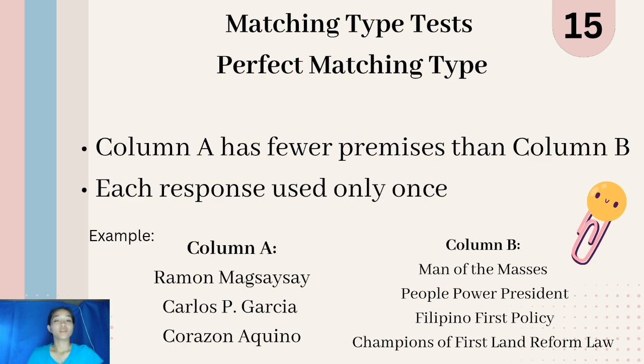For example, in column A, there are popular descriptions of Philippine presidents during their term of office. Match them to the correct names in column B. So in column A, Ramon Magsaysay and Carlos P. Garcia and Corazon Aquino. So match them to the correct answer. For example, man of the masses, people power president, Filipino first policy, and champion of land reform.